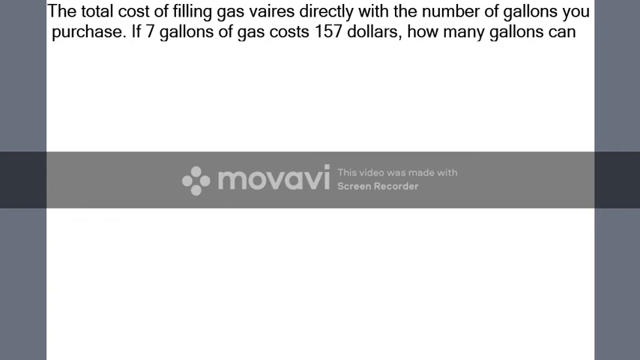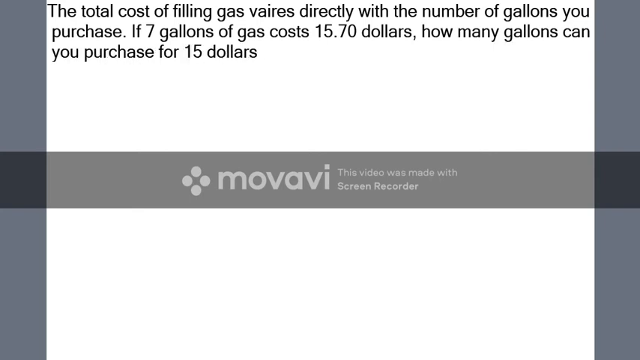No one would buy that much. It would be $15.7. Let me quickly analyze this question. This is basically just formatted a little differently, with a real life example. We know it varies directly because it's given in the problem, y equals kx. If 7 gallons of gas costs $15.70, then first of all, let's make gallons x and the dollars y.